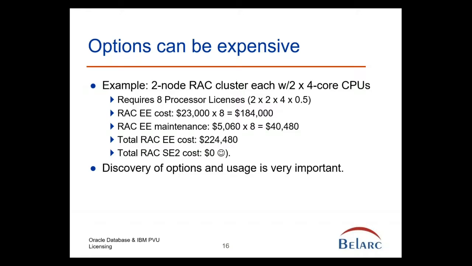We've got an example here. We've been using the same hardware setup all the way through. So we've got these same 2 computers with 2 CPUs and 4 cores in each CPU. Once we apply the core factor, we're looking at 8 processors. The option that we're considering here is real application clusters. That's the option that allows you to run the database across multiple computers. This is going to cost a further $184,000 for the license, and of course a maintenance agreement associated with that. So you can see that the numbers are significant, and this is just one of the options packs that you might want to add to your Enterprise Edition.